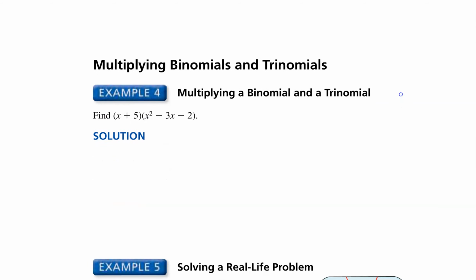But there's another way that we can go through and multiply a binomial with a trinomial. A binomial, remember, is 2 terms, and a trinomial is 3 terms. So here we have an example. X plus 5 is a binomial, and x squared minus 3x minus 2 is a trinomial, it has 3 terms. And so one way that we can do this is to take x squared minus 3x minus 2, and we use the stack method, and then x plus 5.